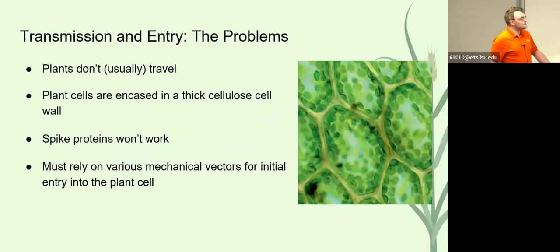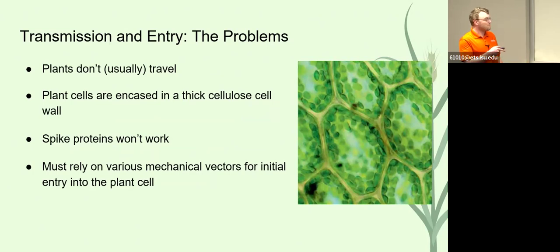Okay, so we talked about how plant cells have cell walls, so the spike proteins won't work. And of course, transmission is tricky because plants don't usually travel, so they don't kiss fellow plants or hug them or sneeze on them, right? So you've got to get the virus from plant to plant, and you have to get it inside the cell, both of which are problems.